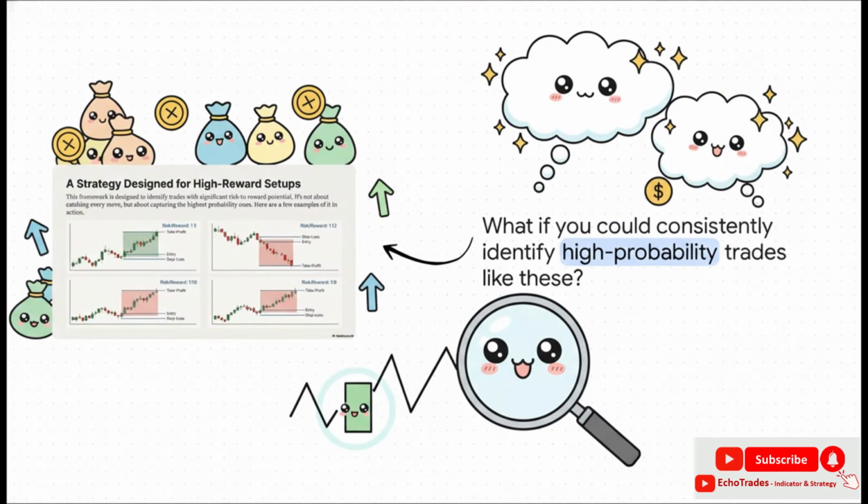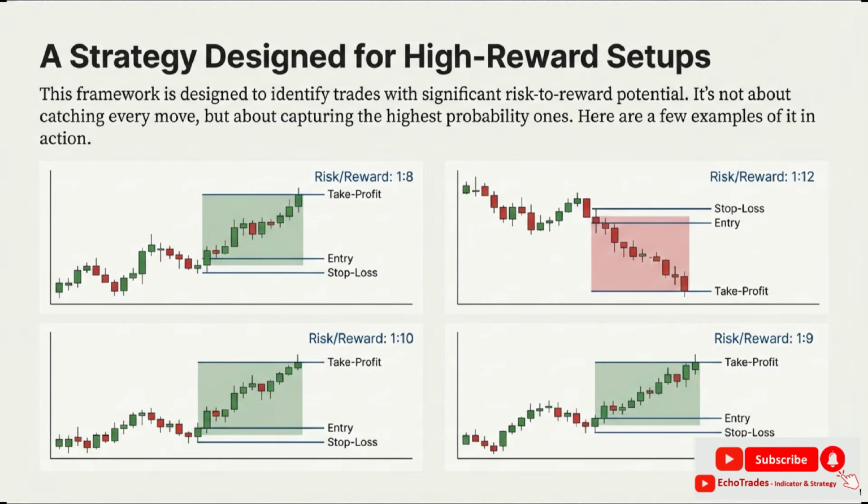I mean, just take a look at these setups on the screen. We are talking about trades with rewards that are 8, 10, even 12 times bigger than the initial risk. Now, this isn't about trying to catch every tiny little wiggle in the market. Nope. This is about having a framework that's specifically designed to find these high-impact, high-probability moments. Let's break down the exact logic that powers trades just like these.